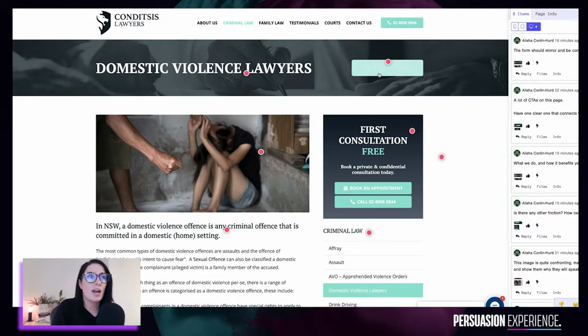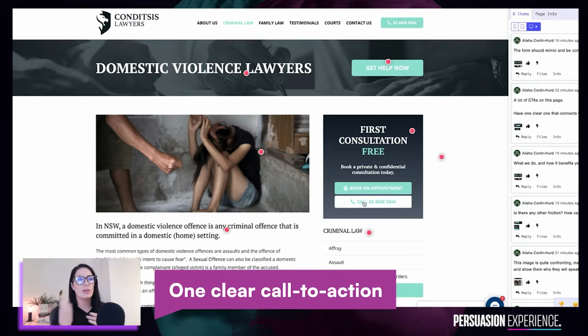You could have a little subhead, which we're going to get into in a second, because that's going to have to do with your offer, and then a call to action that makes sense. So you have all these call to actions: get help now, book an appointment, call. There's just a lot going on. So you want to have a clear call to action with congruent and consistent messaging on the page.